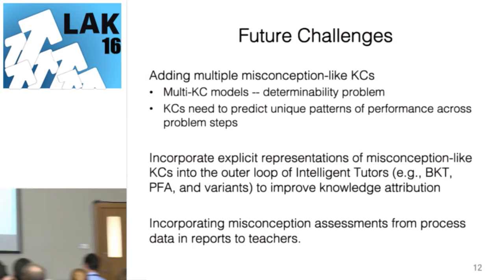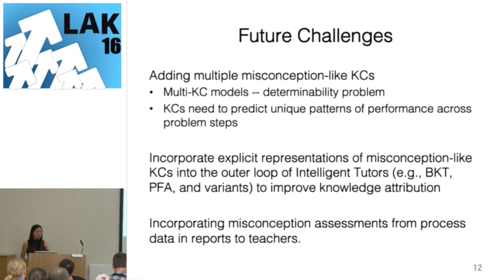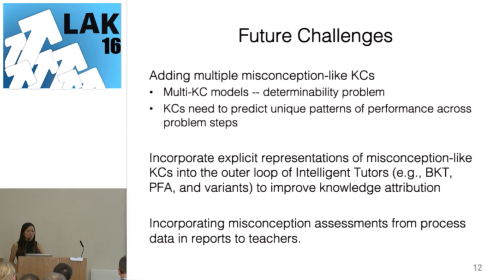Yeah, I think that's a really good point. To address your first point, as I mentioned earlier, the only way to get around, or at least alleviate, the multicollinearity problem, which I agree with you is a big one here, is to make sure that the various KCs you have really predict unique patterns across the items of data that you have. And as Neil mentioned, that might not be easy in all kinds of domain data sets.